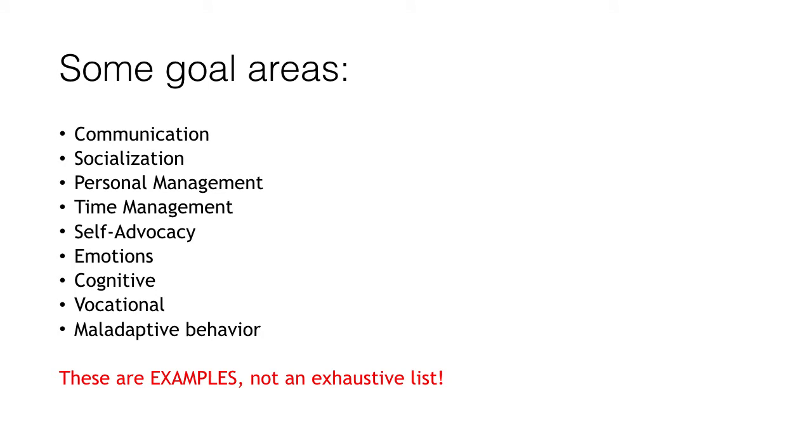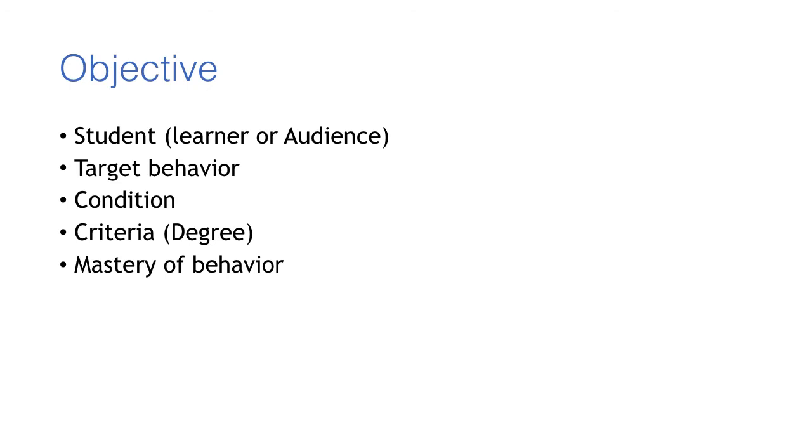So let's talk about goal first. These are some example goal areas like communication, socialization, personal management, time management, self-advocacy, emotions, cognitive, vocational, and maladaptive behavior. Again, these are just examples. Now objective. Under the goal area, you develop a goal. A goal is usually an annual goal, and then under the goal, you are going to develop several different objectives.